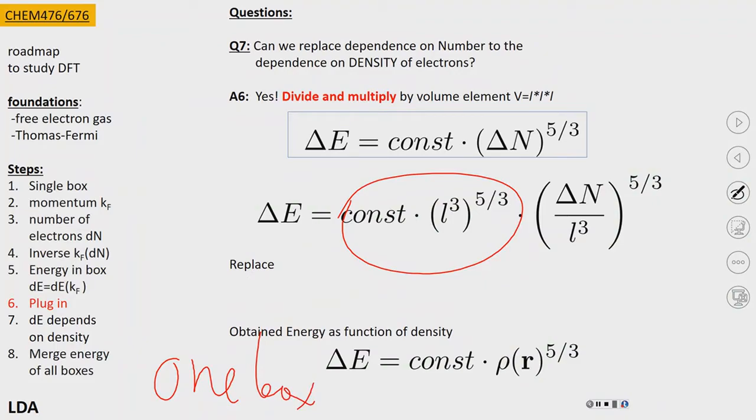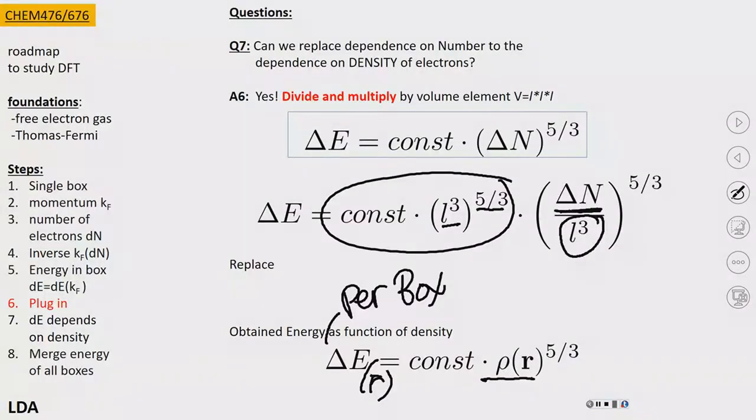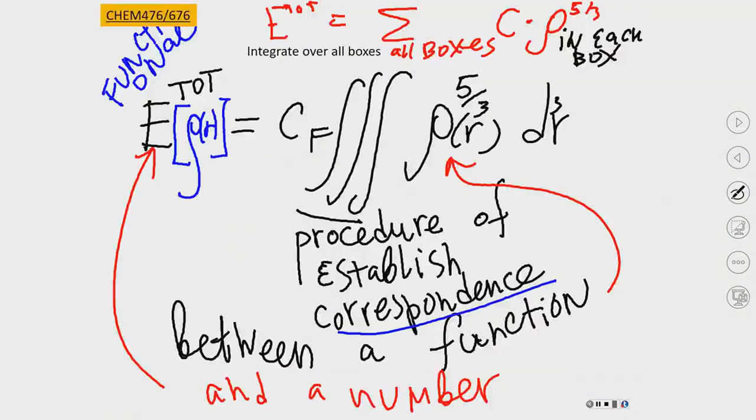And R is position, like where our box is located. If you go to the next box, it will be a different R. So we need to just integrate over space. So we take density of electrons to the power 5/3 and integrate over all space, right? Over all possible positions. 3 integrals: 1, 2, 3. X, Y, Z. Or R.